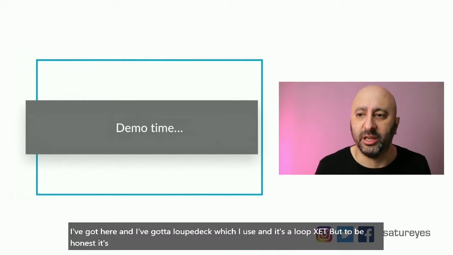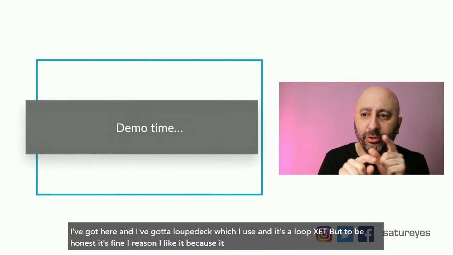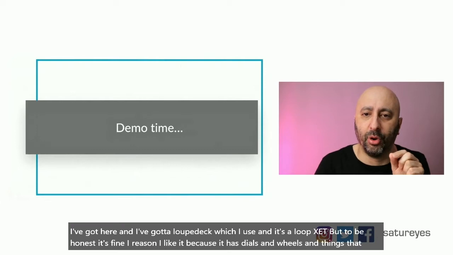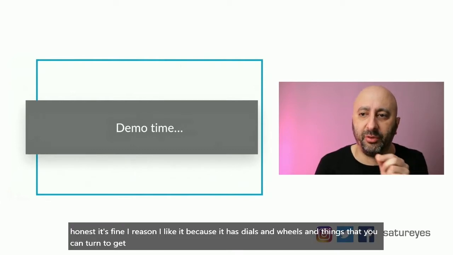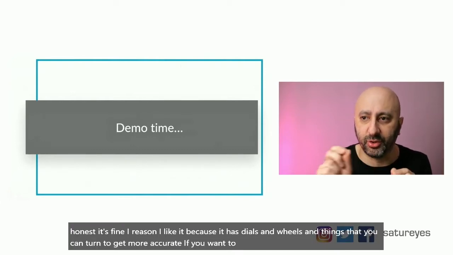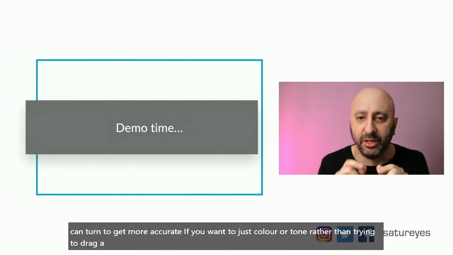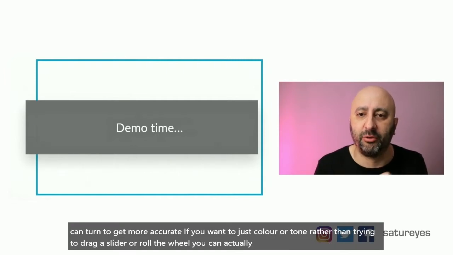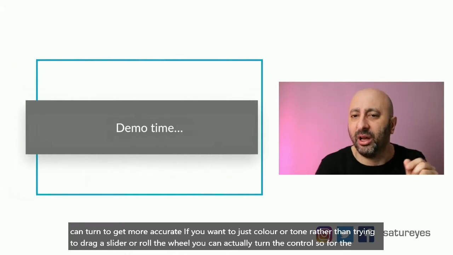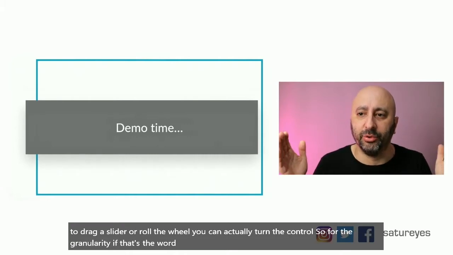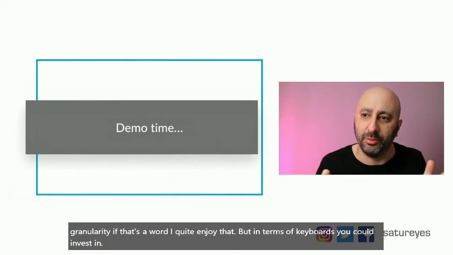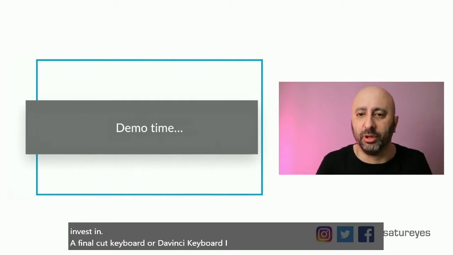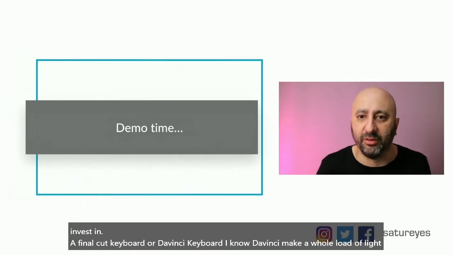The reason I like it is because it has dials and wheels that you can turn to get more accuracy. So if you want to adjust color or tone, rather than trying to drag a slider or roll the wheel, you can actually turn a control. So for the granularity, if that's a word, I quite enjoy that. But in terms of keyboards, you could invest in a Final Cut keyboard or a DaVinci keyboard. And I know DaVinci make a whole load of color correction keyboards and very, very cool stuff.